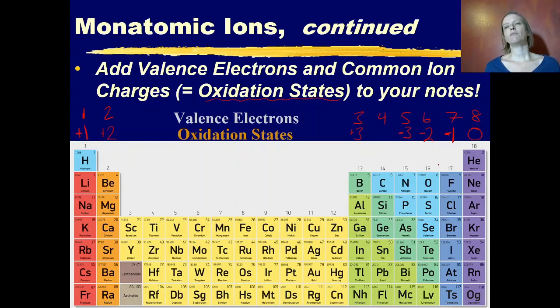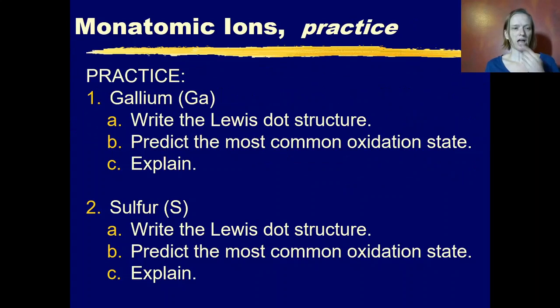So now we meet up in the middle here for carbon. What happens with elements in the carbon family? These can form ions of either positive 4 or negative 4. It depends on what they're bonding with. So you can have carbon with a charge of positive 4 or carbon with a charge of negative 4, depending on what it's bonding with. Let's practice some of these monatomic ions.